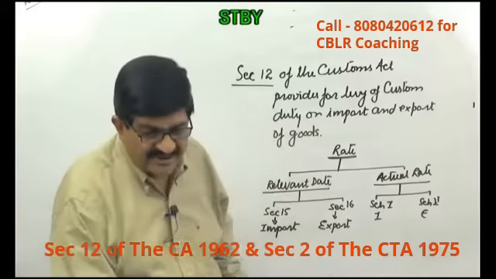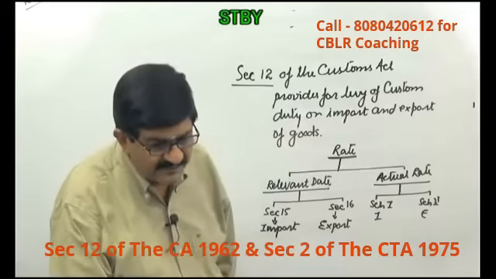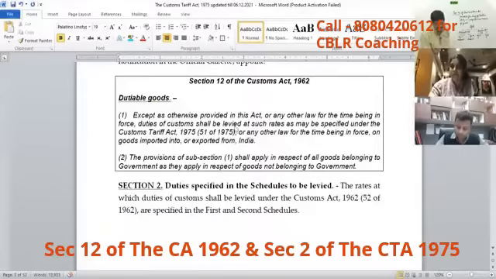Section 12, what did it say? Just a minute, I'll show you section 12. That will help you to grasp the things. This is here, section 12. What it says: except as otherwise provided in this Act or any other law for the time being in force, duties of customs shall be levied at such rate as may be specified under the Customs Tariff Act or any other law for the time being in force on the goods imported into or exported from India. And the provisions of section 1 shall apply, that is goods belonging to government.